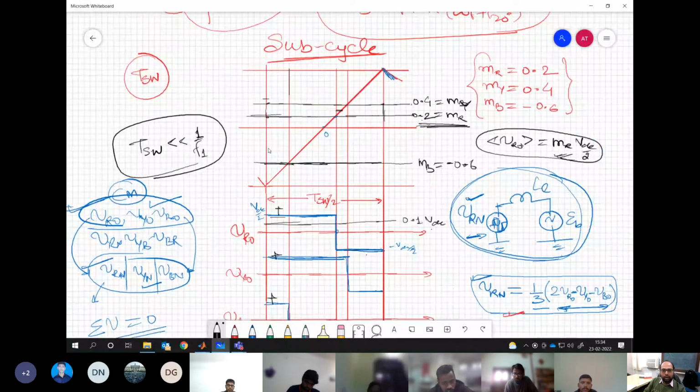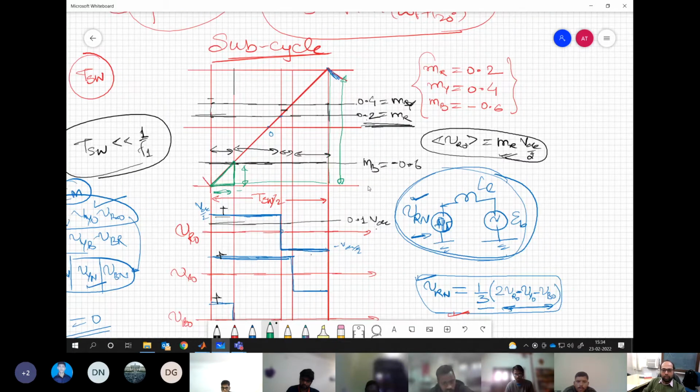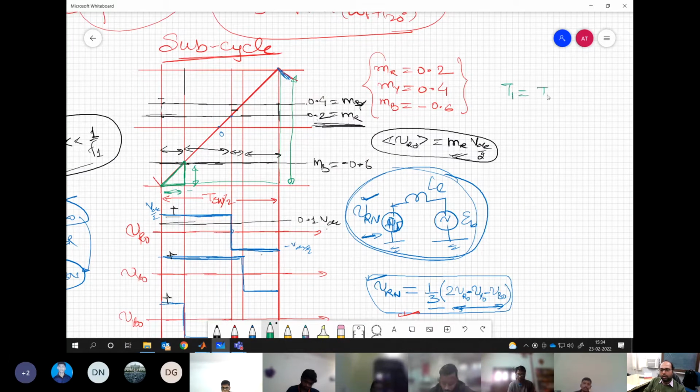This interval, whatever is coming over here, this or this or this or this, it's all associated with a particular modulating signal. So you can equate, let's say if I draw in green this triangle and this big triangle, these two are similar. So the ratio of this height and this height is basically the ratio of this base and the whole base, TSW by 2. So you can write T1 is nothing but TSW by 2 times of minus 1 minus MB, by 2.